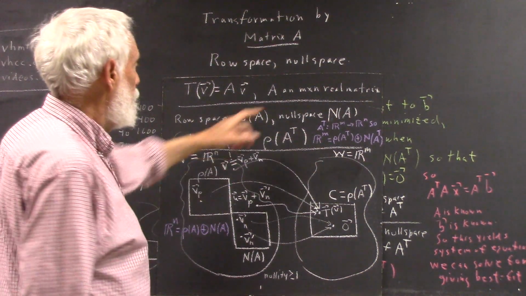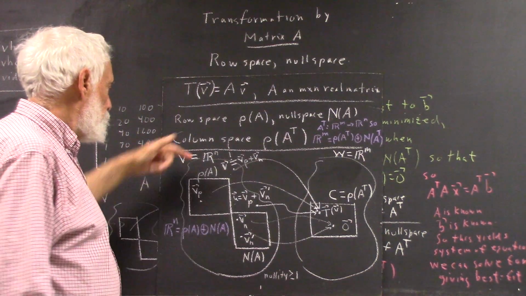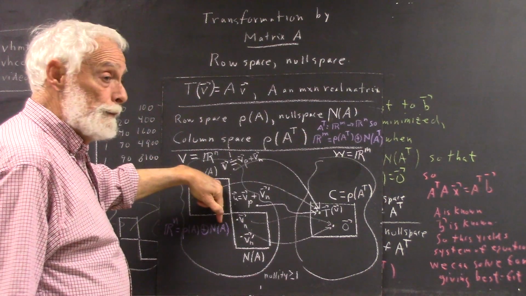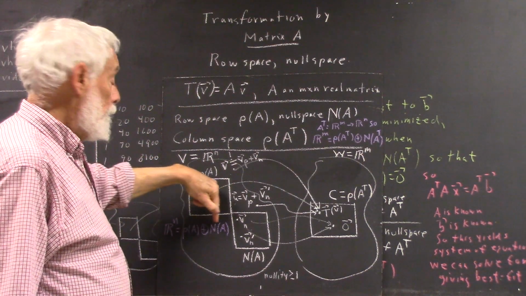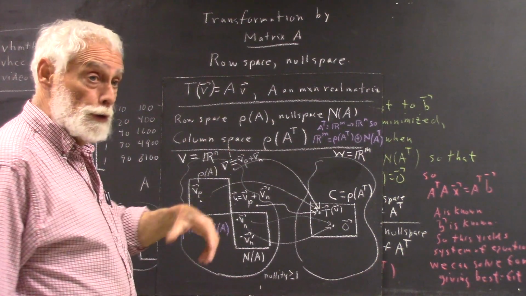We've seen that any m by n real matrix A allows us to express Rn as a direct sum of the row space of A and the null space of A. We know that the row space and null space are mutually orthogonal.